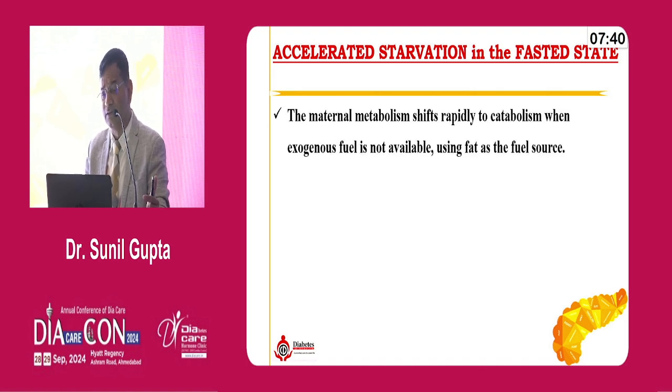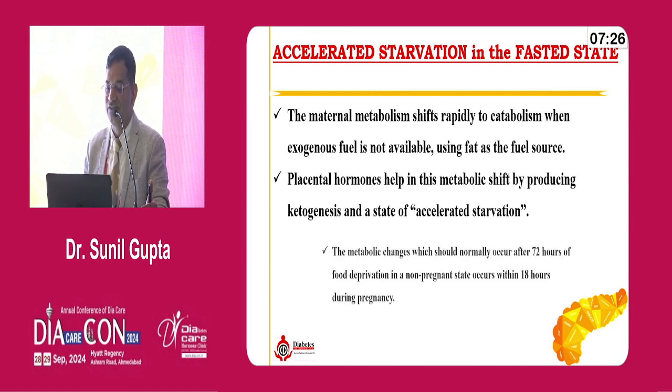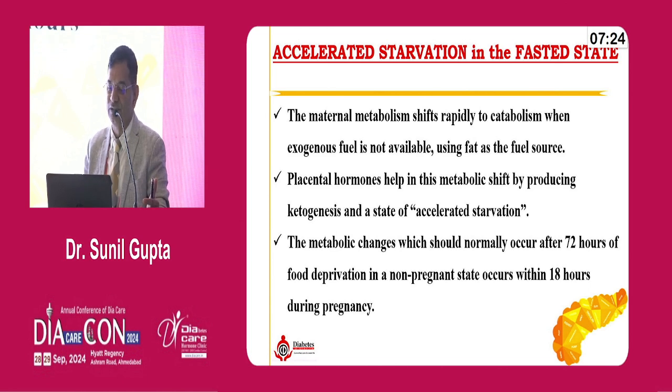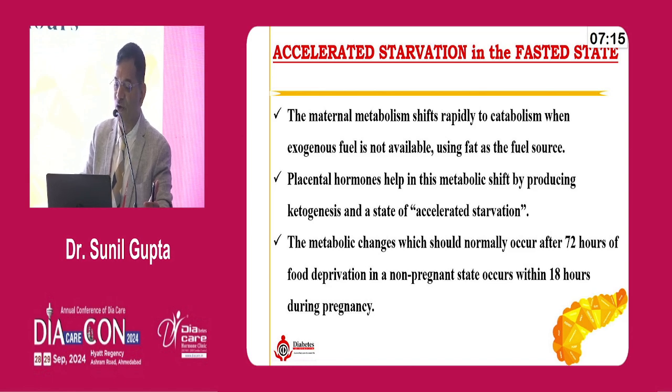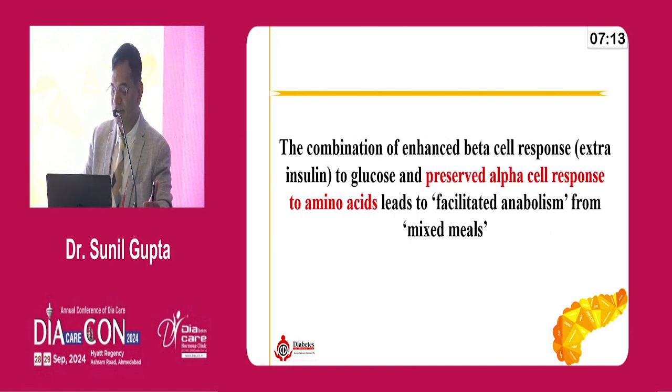Accelerated starvation in the fasting state: the baby is being continuously fed, while the mother is taking meals intermittently. That is why your fasting blood glucose typically remains on the lower side. So maternal metabolism shifts from catabolism, when exogenous fuel is not available, to using fat as a fuel, and placental hormones help in the shift and cause accelerated starvation in the morning hours, and then that fuel is utilized for the baby.